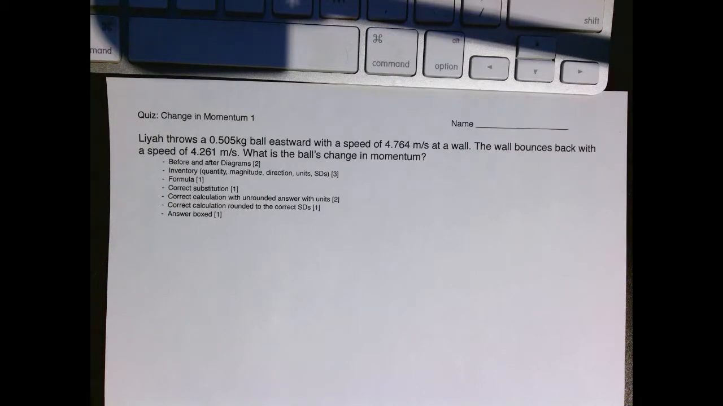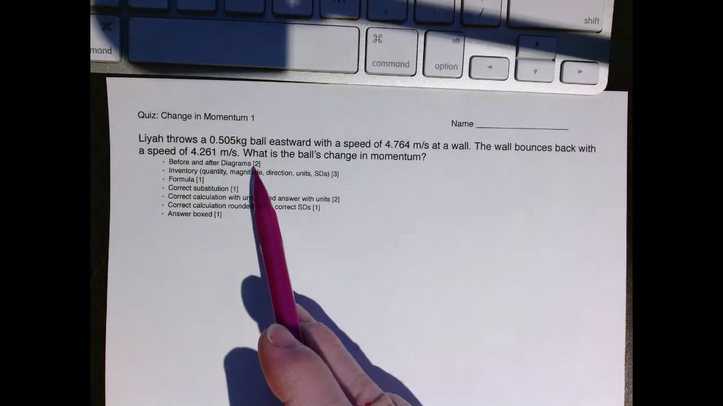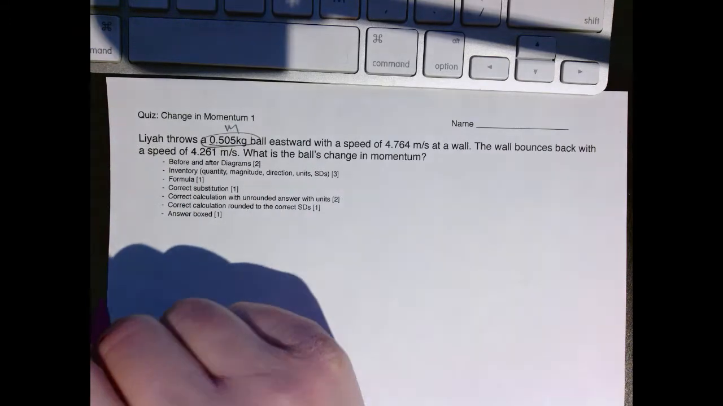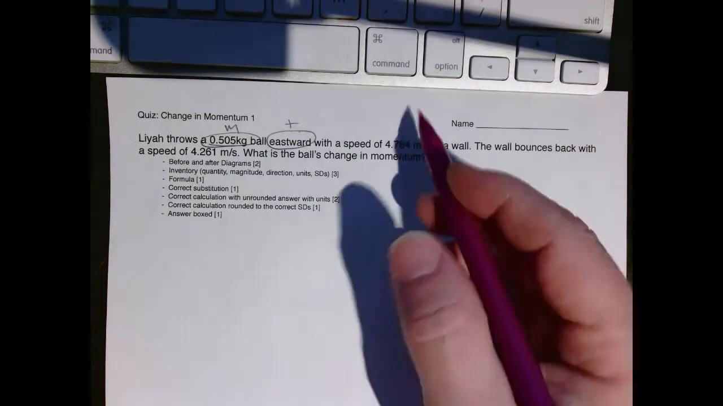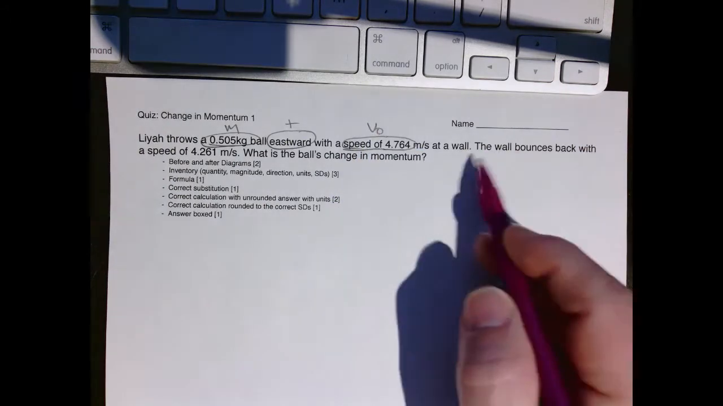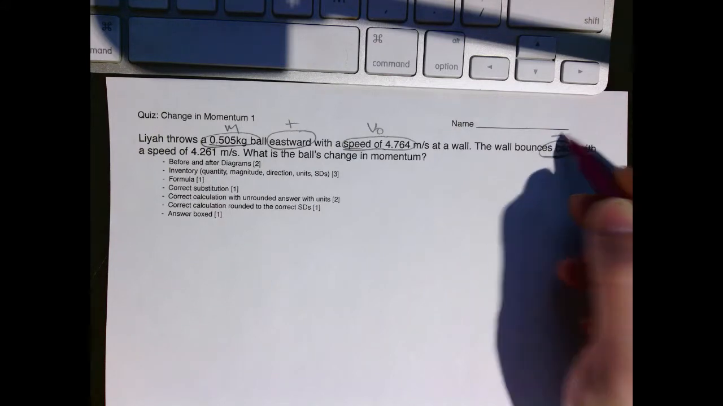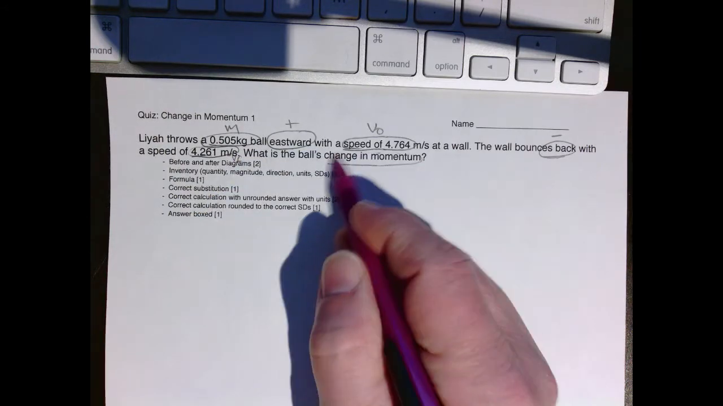So today's quiz, we'll go over it quickly. We have a scenario here, and of course the first step is we want to create before and after diagrams. So in this situation we have mass, eastward, that's key. Eastward we usually define as positive. And we have a speed, that's V0. The wall bounces back. That means it's going to be going the other direction, so that's going to be minus. And that's V final. Change in momentum, that's delta P.